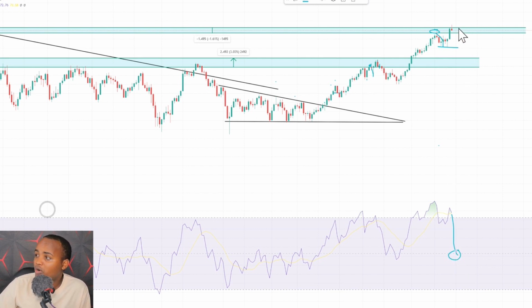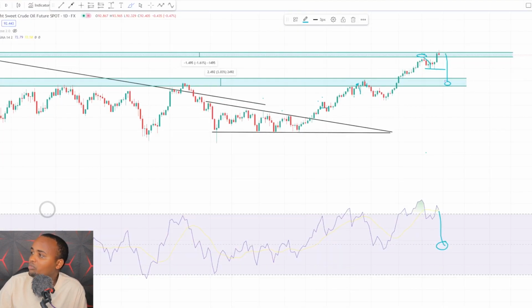So this pullback will be coming almost to 83 across here. That is a possibility that you're going to have in the market. If you actually want to know more about this, let me give you another example that is going to help you here.